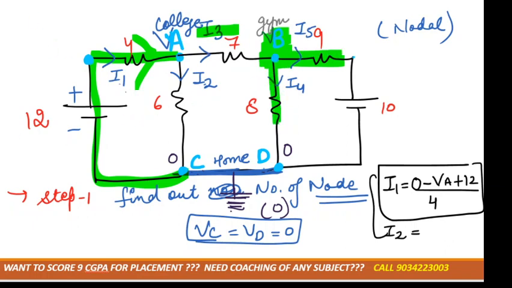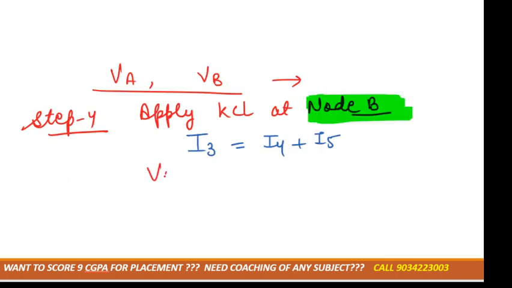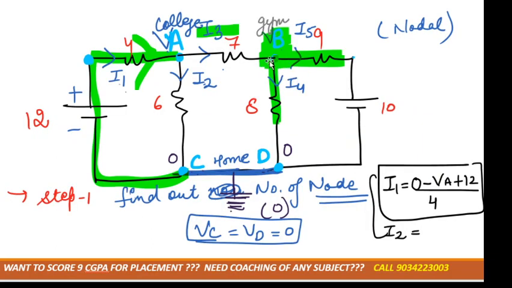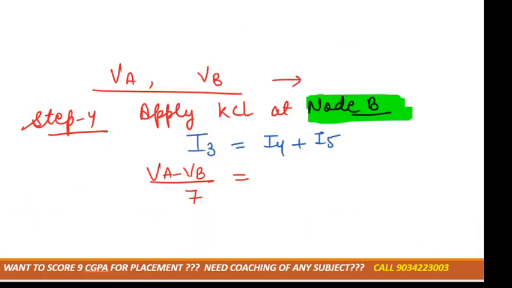So the I3 value we already know, that is VA minus VB divided by 7. Can we write here VA minus VB divided by 7 is equal to, the I4 value is VB. I4 is going from VB to 0, right? So it would be VB minus 0 divided by 8, correct?